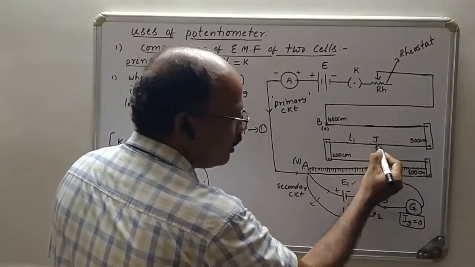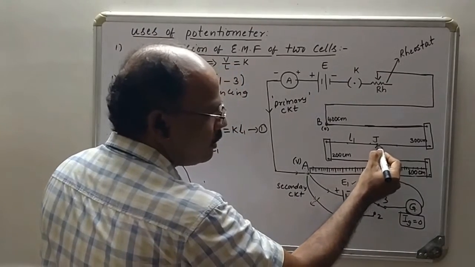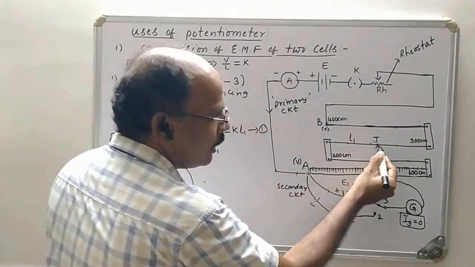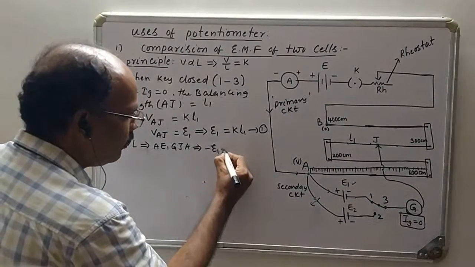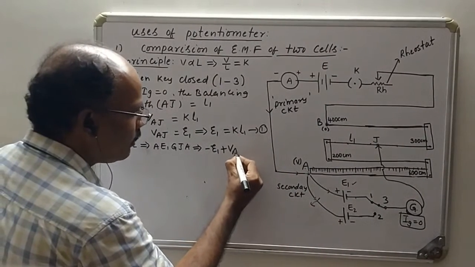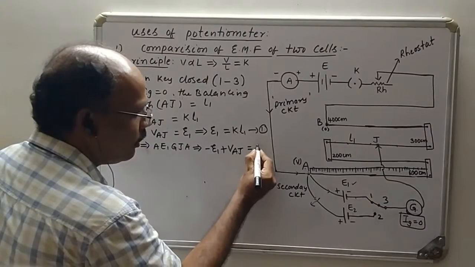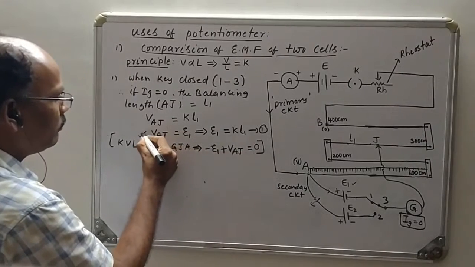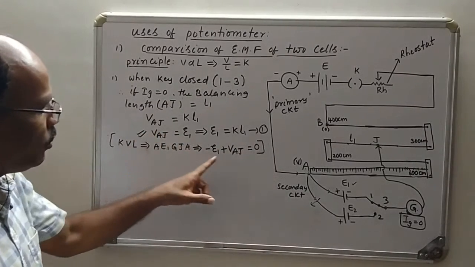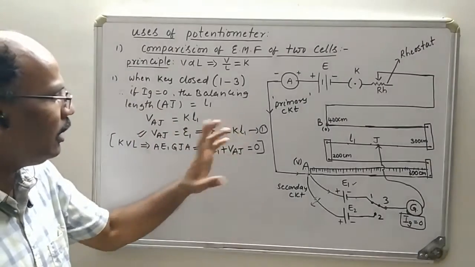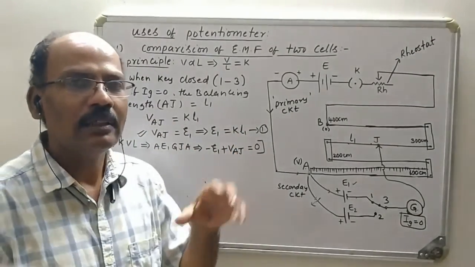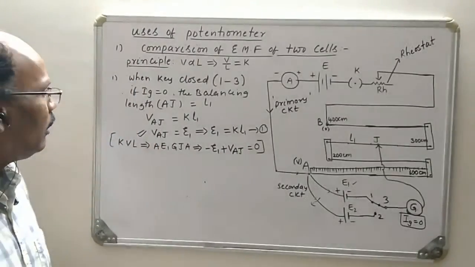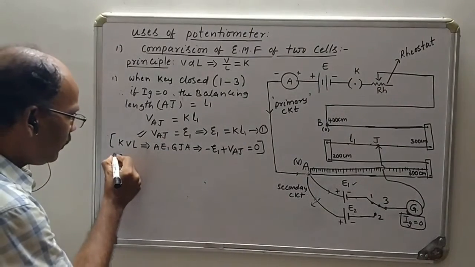So we have touched the jockey J here. Here the potential is a lower value, so 0. Here the potential is a higher value, so moving from negative to positive, we write plus V_AJ. There is no cell, and that is equal to 0. So V_AJ is equal to E1. This is called KVL, or Kirchhoff's voltage law. We can find V_AJ is equal to E1. Right?